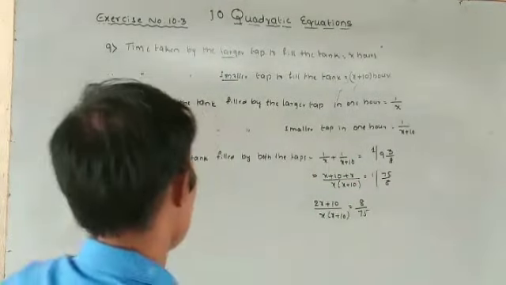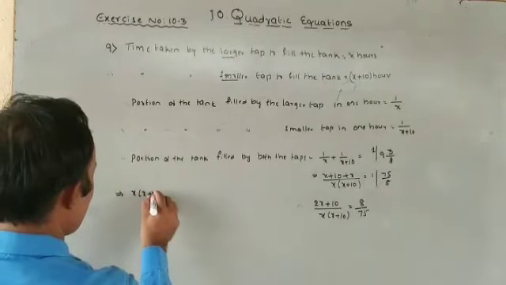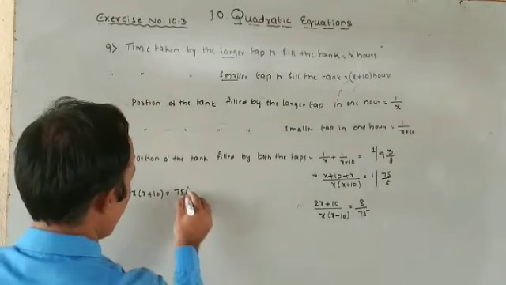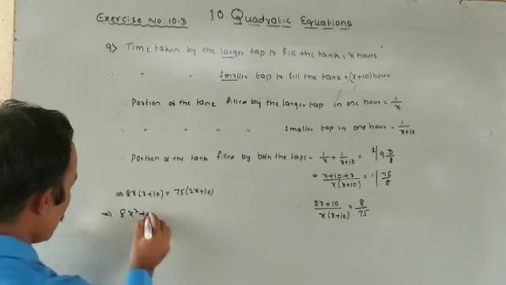Okay, is it clear? The question is to find the speed of the train. Yes, we got 40 kilometers per hour. Okay. So here is the next question. Question number 9.